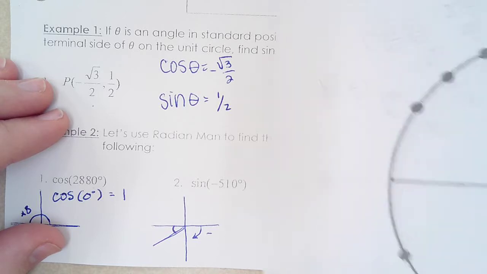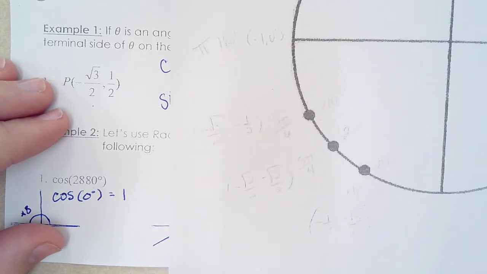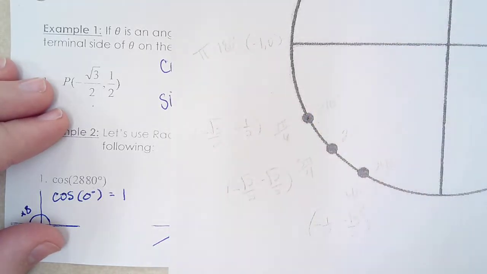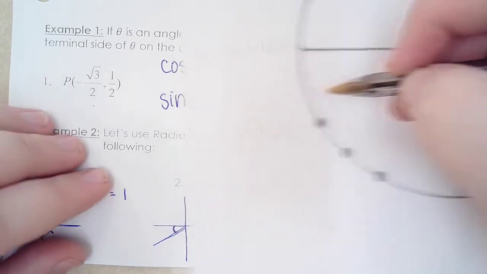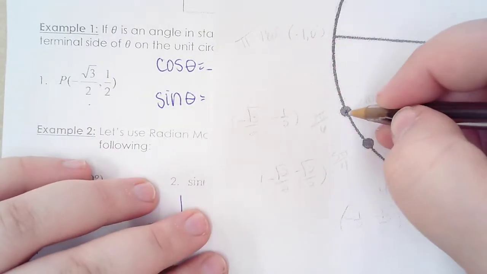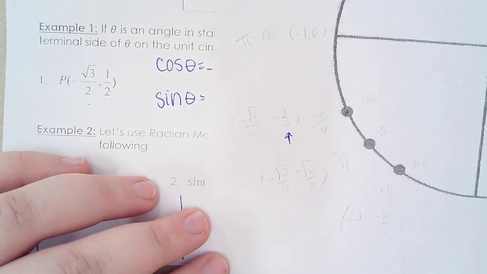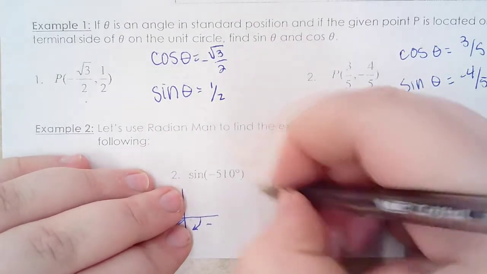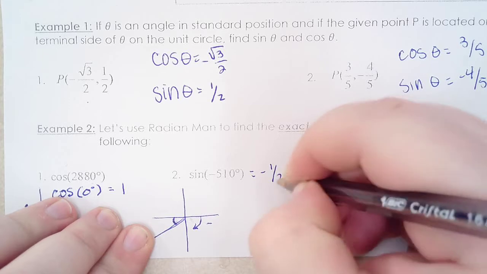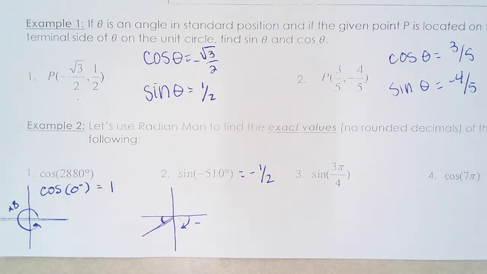So when I go over here to my radian man and I look at the angle that gives me a reference of 30 degrees, it says I want sine of that value. So I'm going to find sine of whatever number is there. In this case, it is negative 1/2. So my final answer there is going to be negative 1/2.